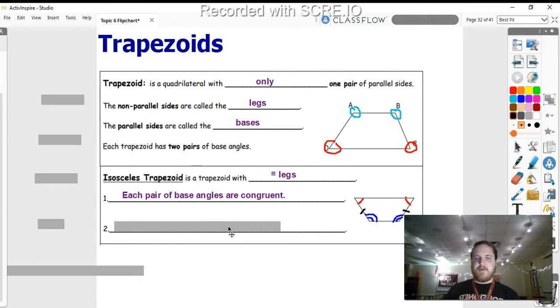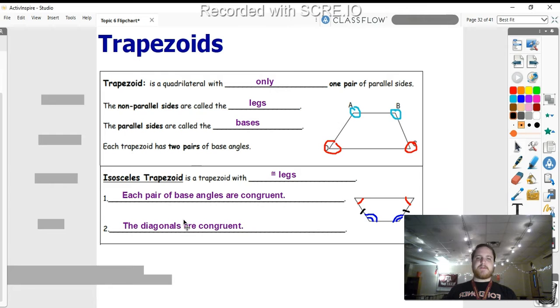The other situation we get is this: the diagonals are congruent. So that's talking about, remember, your diagonals on a quadrilateral is when you connect corner to corner. When you're connecting opposite angles like that, the lines that connect the opposite angles are the diagonals. And on an isosceles trapezoid, those segments would be the same length.